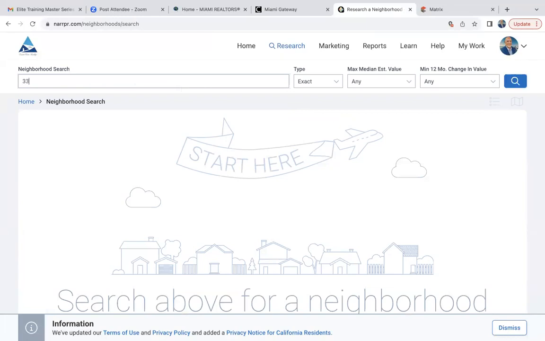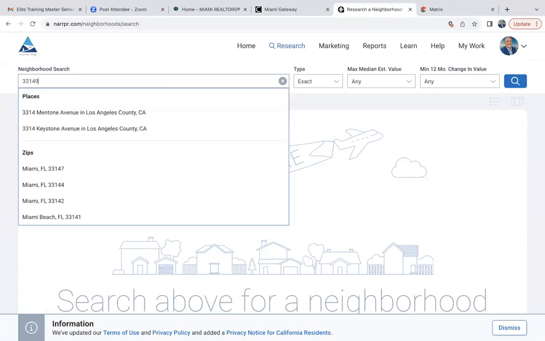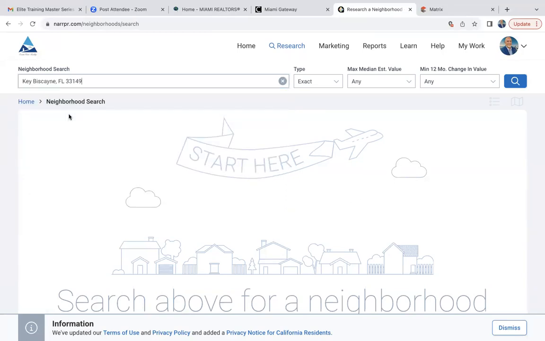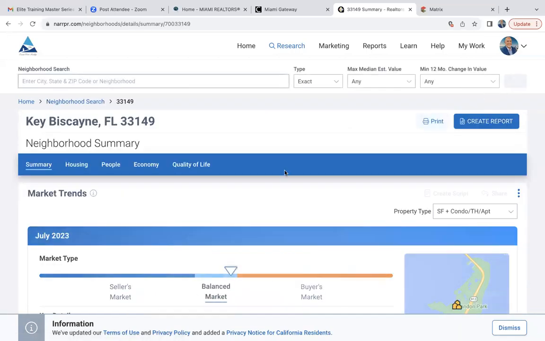I'm going to put in zip code 33149 for Key Biscayne. And we have here type exact. All right, any median estimated value or change, we're just going to go ahead and click on search.